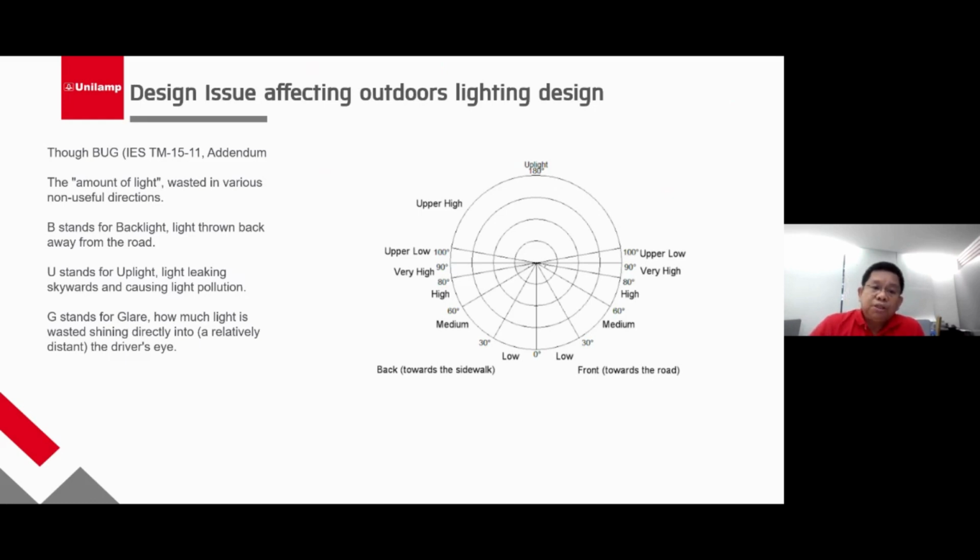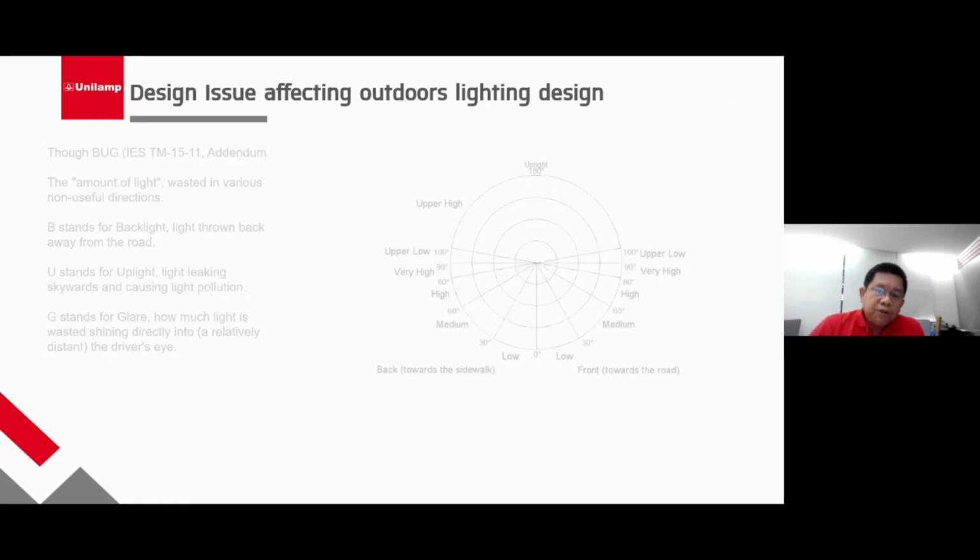And all of this BUG rating, in Unilamp right now, we try to include in our data for applications such as area lighting, street lighting or post tops. We need to include the BUG rating of each distribution as well. So if you find that you don't see the BUG rating, please email us and let us know if you need this data, so we can provide it to you.